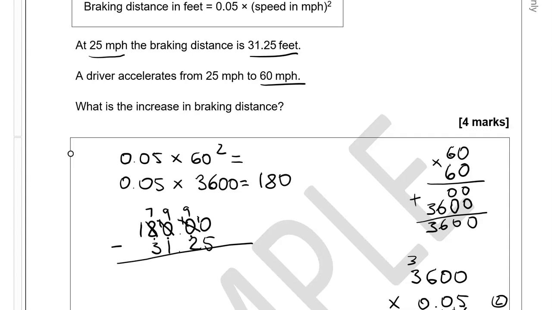So 10 take away 5 gives us 5, 9 take away 2 gives us 7, 9 take away 1 gives us 8, 7 take away 3 gives us 4, 1 take away 0 gives us 1. So the difference is 148.75 feet.